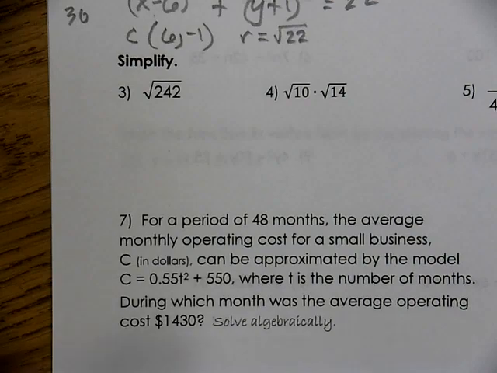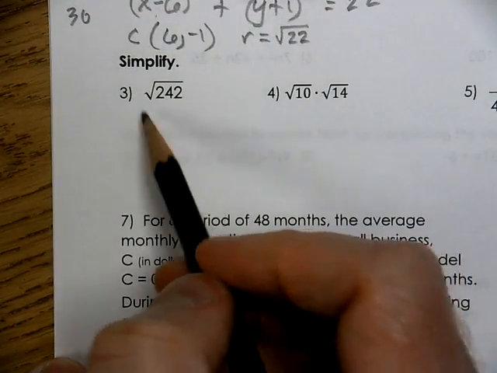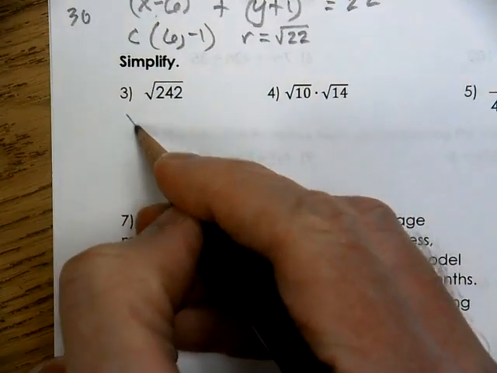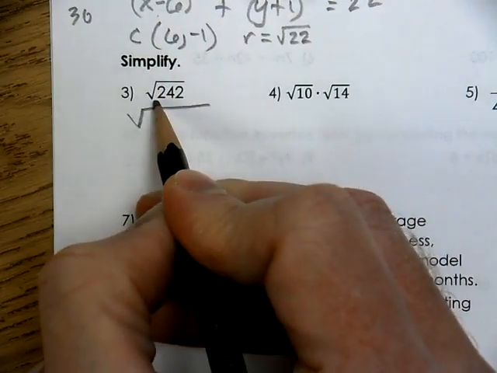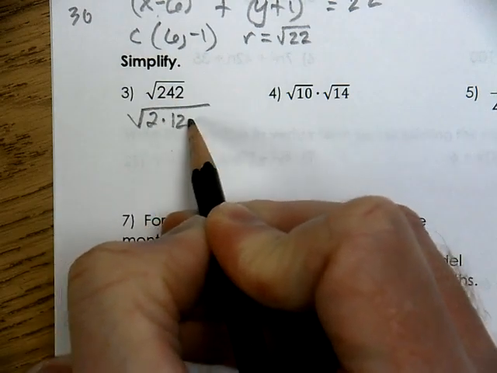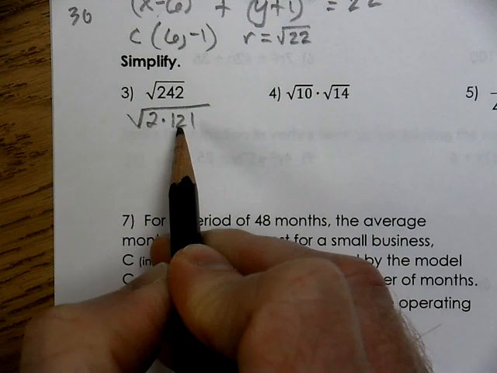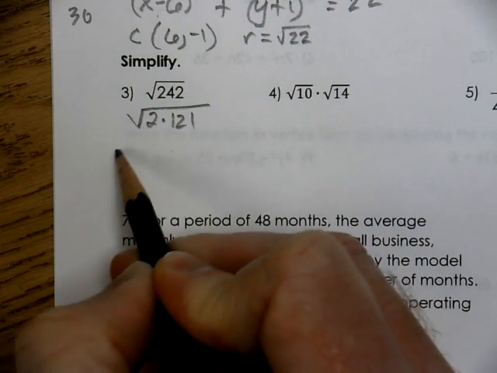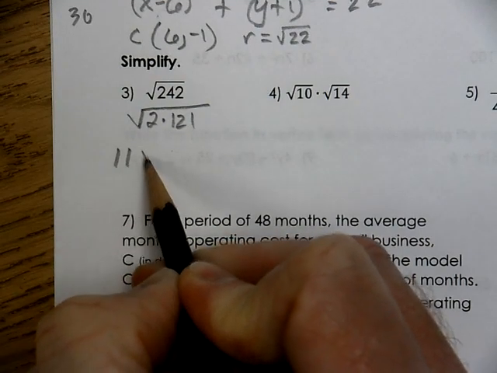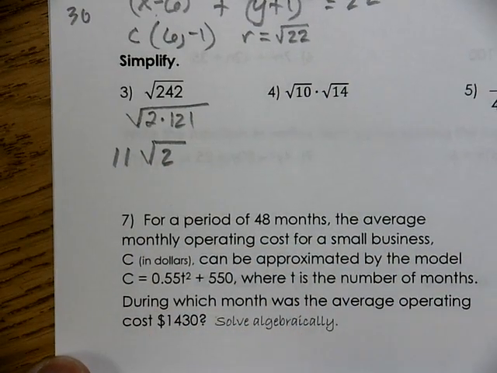To simplify a radical, we just need to be breaking it down into the parts that make it, that are factors. So I know that a 2 goes into there, and that's 121, and that's a number I recognize. That's 11 squared. So if that's a perfect square, I can pull that out, leave the 2 inside, and I've simplified it.